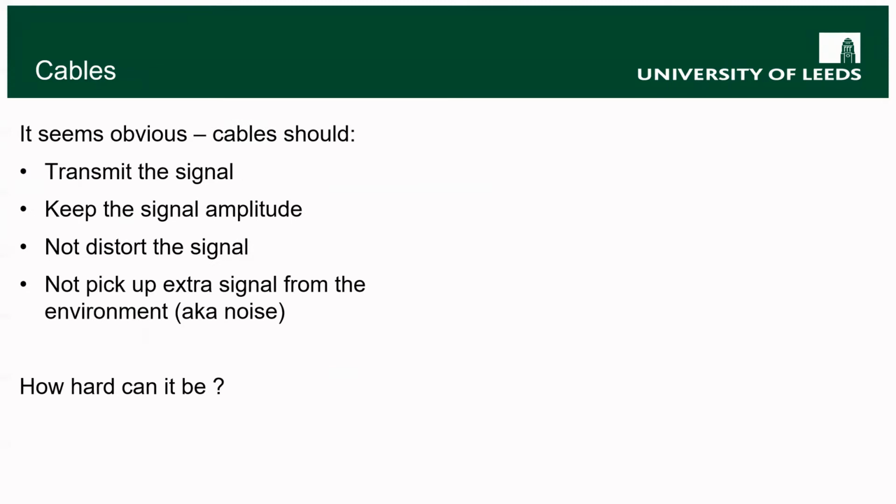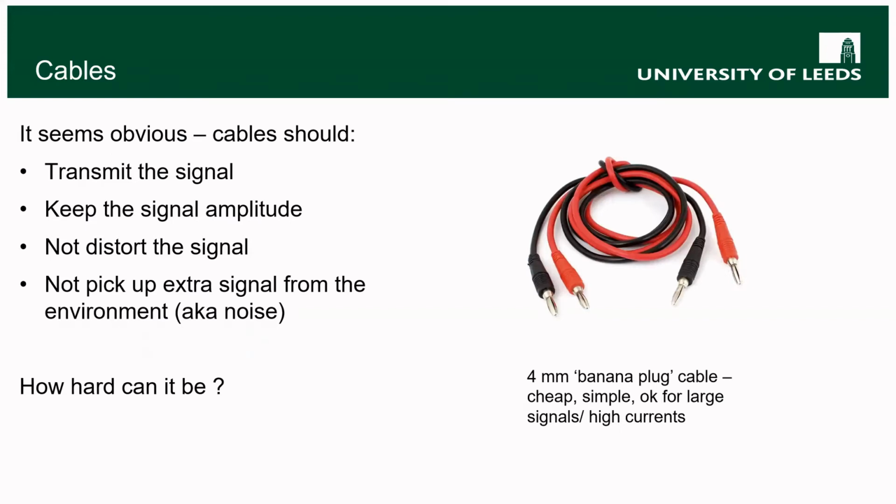Okay, so it seems pretty obvious, really, that a cable should transmit the signal. It really should keep the signal amplitude. It shouldn't distort the signal, and you don't really want your cable picking up extra signal from the environment, otherwise known as noise. So just how hard can this be? Well, if you look around a lab, at the sort of typical things you're using in the experiment, then you'll see there are a variety of cables in use.